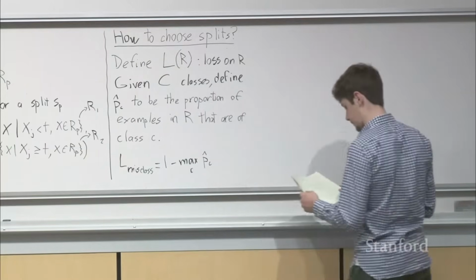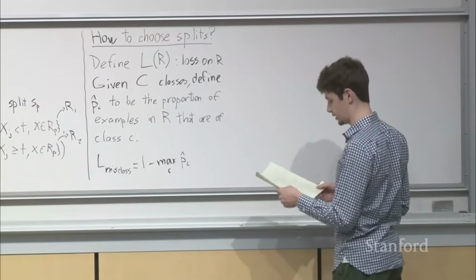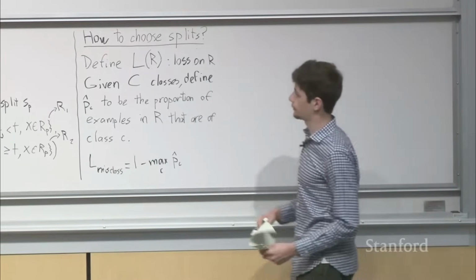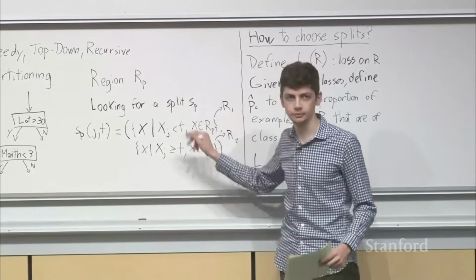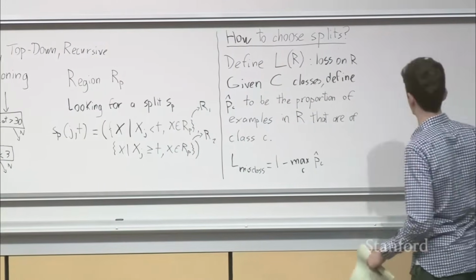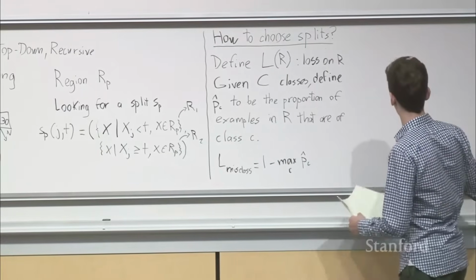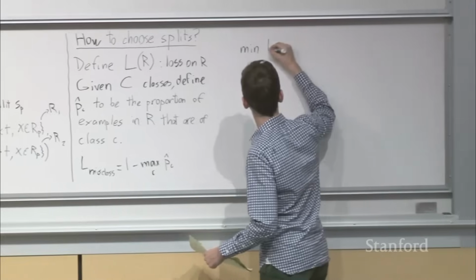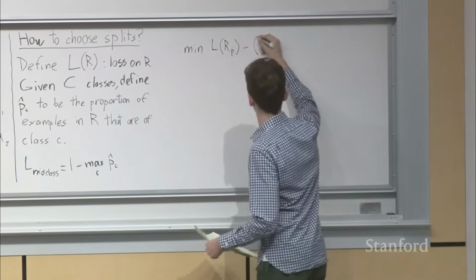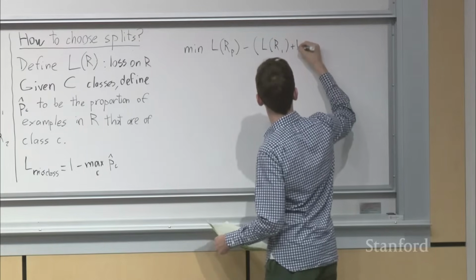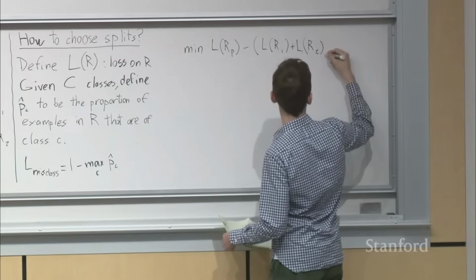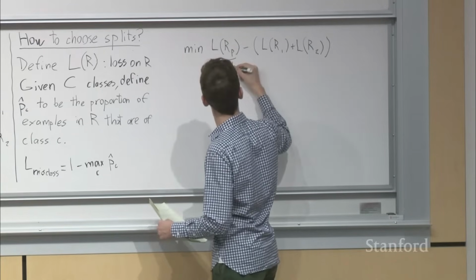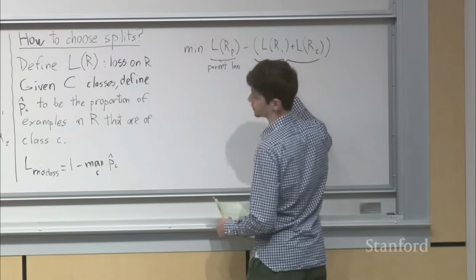And so then once we do this, now that we have a loss defined, we want to pick a split that decreases the loss as much as possible. So you recall I've defined this region R parent, and then these two children regions, R1 and R2. And you basically want to reduce that loss as much as possible. So you want to minimize loss of R parent minus loss of R1 plus loss of R2. And so this is your parent loss and this is your children loss.